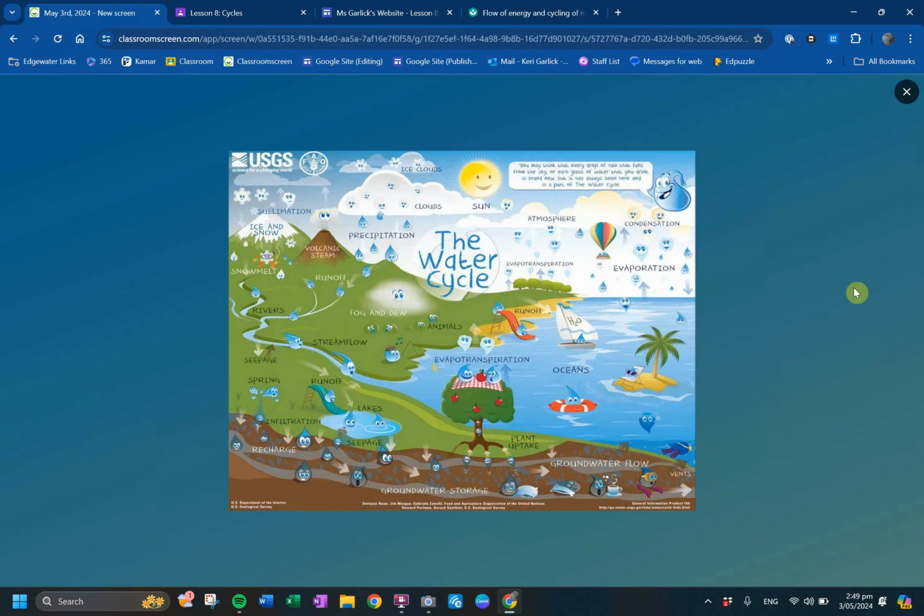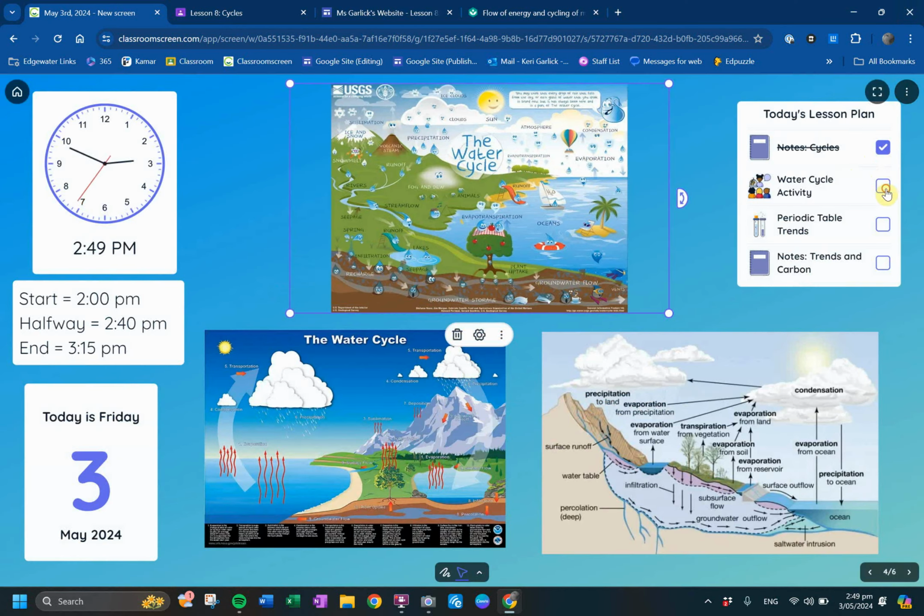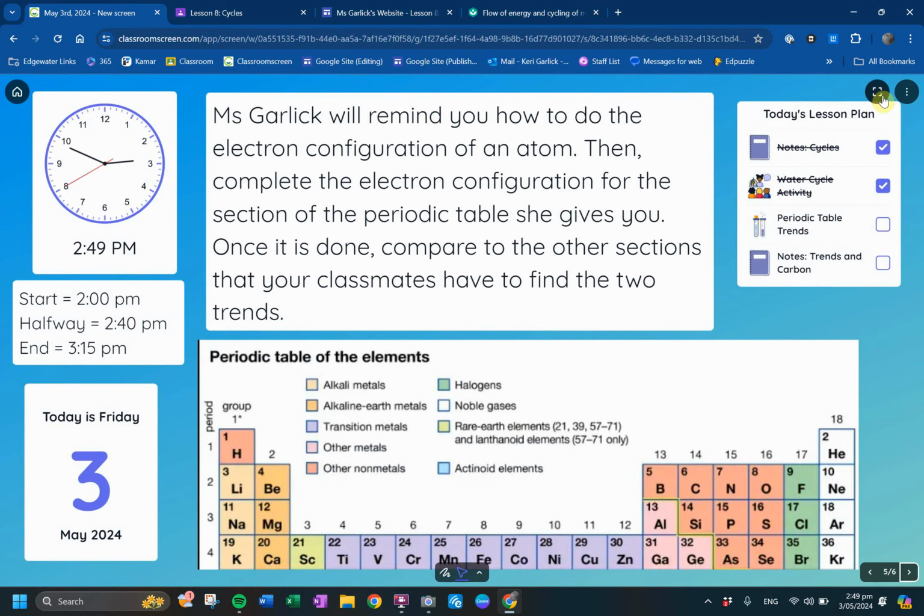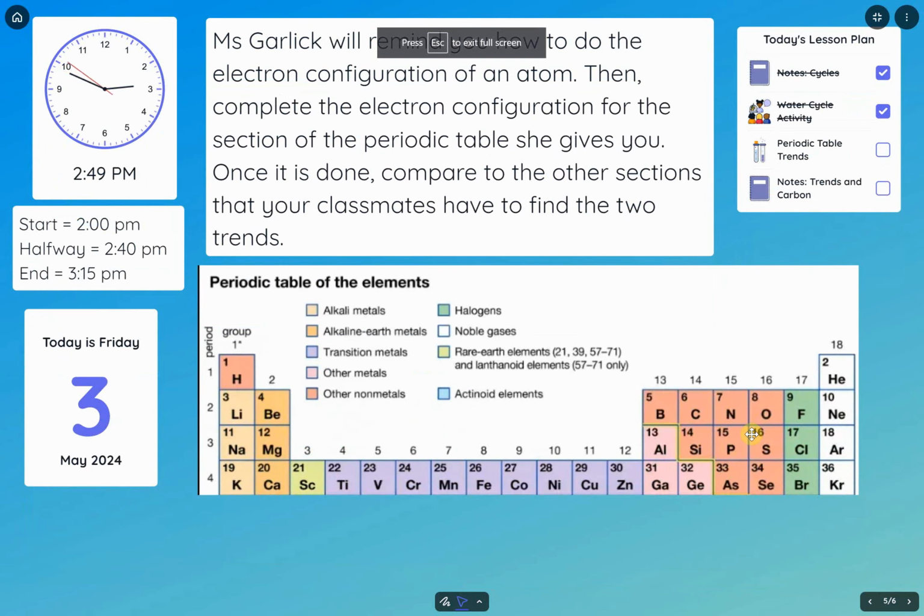Cool. So that is all on the water cycle. We're done with that. And next we're going to do periodic table trends. So let me pass that out for you guys. And I will do one example so you guys know how to do it. Actually, I'll do one example together with you guys. I'm just trying to pick which one to do. And I'll do it.